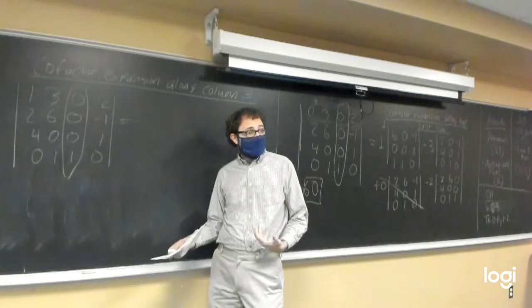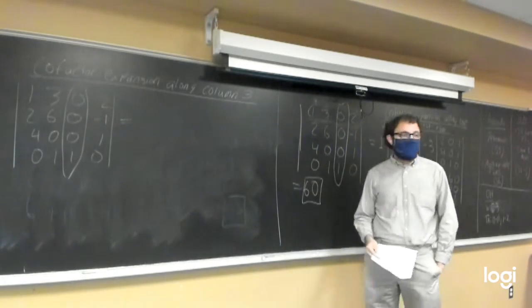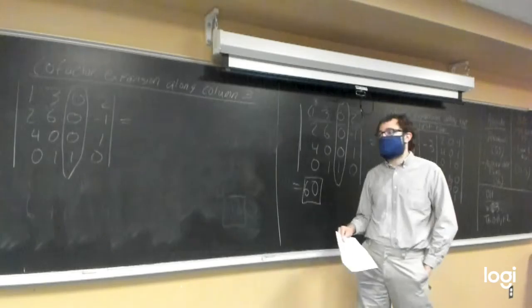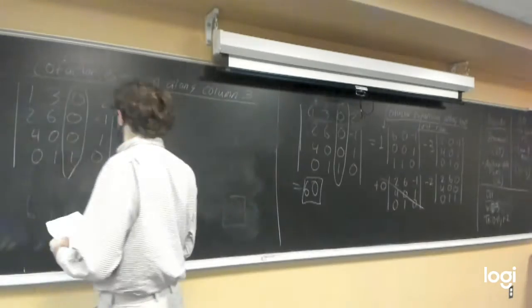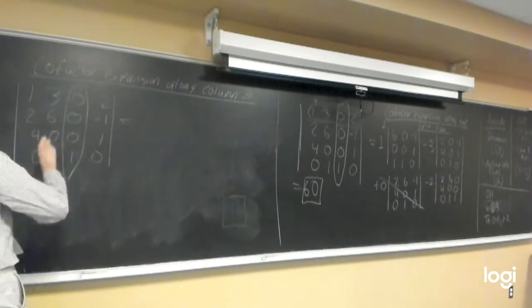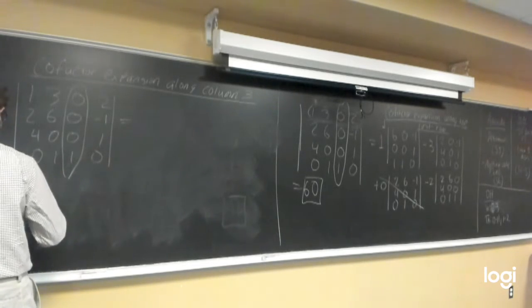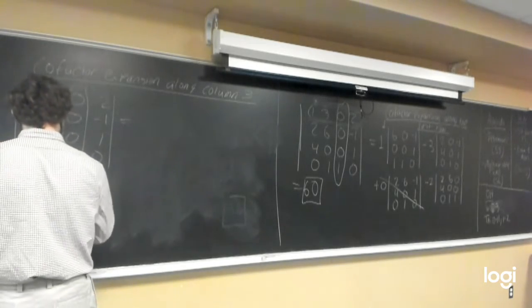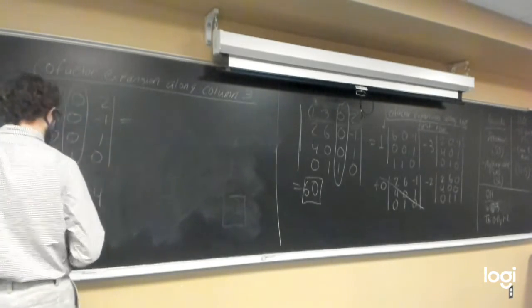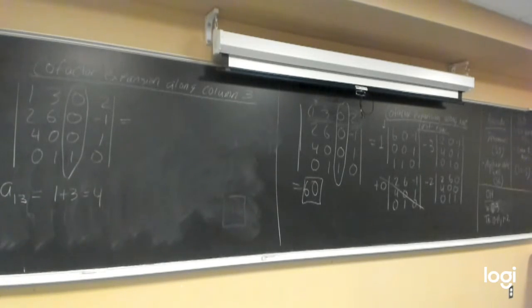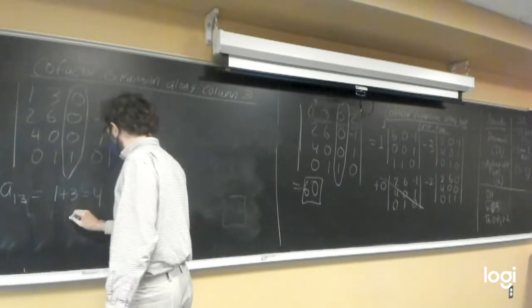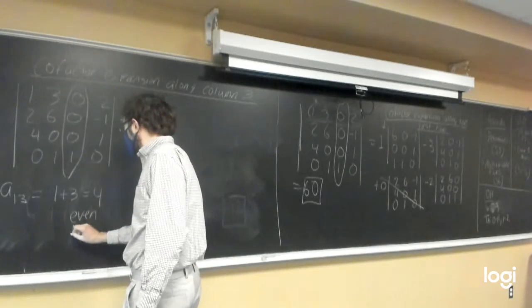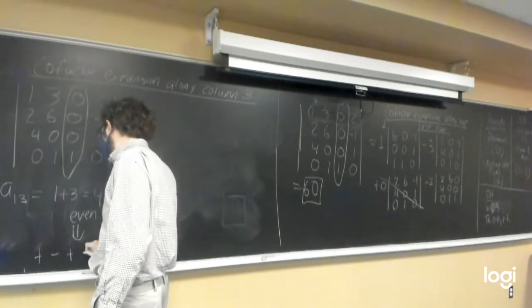And so the trick for determining whether we start with a plus and then alternate, or start with a minus and then alternate, is to take the first element in the column, which is the element in row 1, column 3, and add together the row number and the column number of that entry, which will be 1 plus 3 equals 4. If this number is even, then that's going to tell us we go plus, minus, plus, minus.